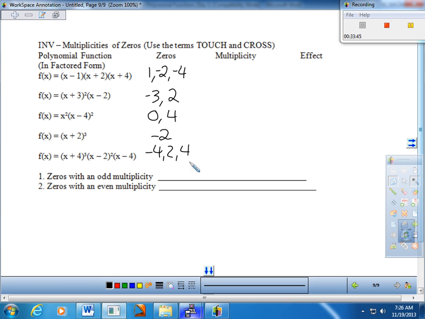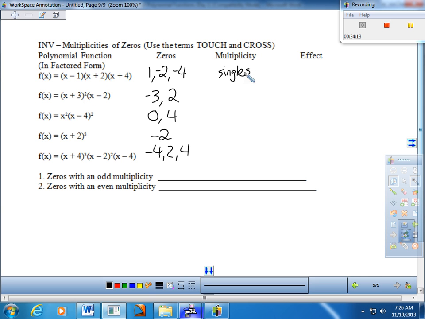Now the multiplicities, and this is basically how many of the factors our zero came from. In this case, I hope you would all agree, in this top one, there's only one factor of x minus 1, only one factor of x plus 2, and only one factor of x plus 4. So we would call these single zeros. I'm just going to write singles by them.